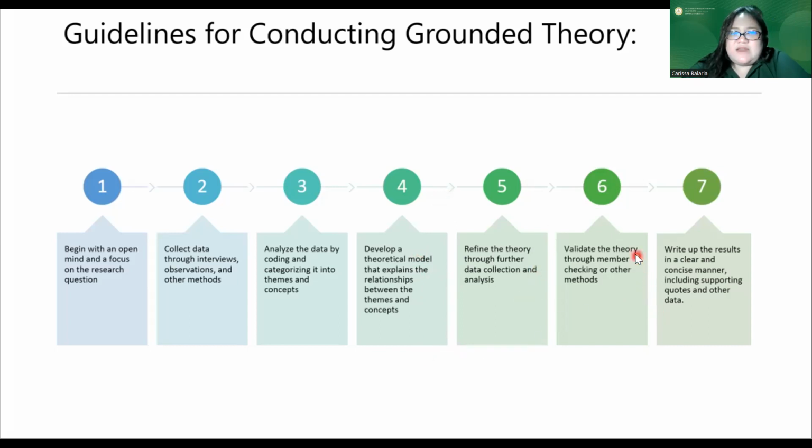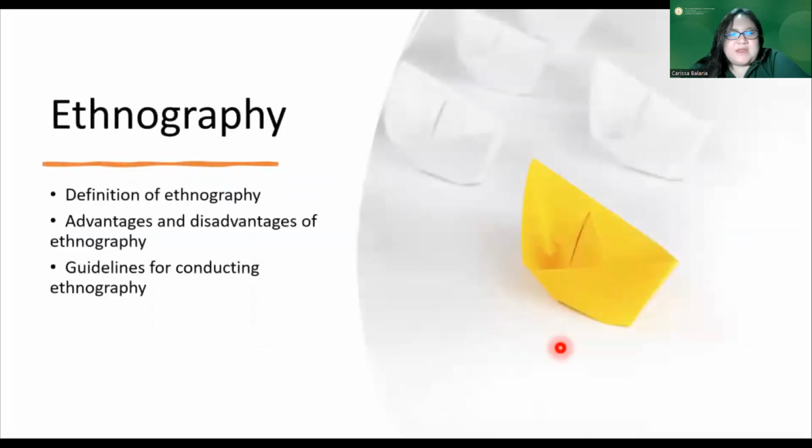Then, you validate the theory through member checking. You go back to them if they agree with that theory. That step-by-step process that you did, you inform that to them. And then when your participant said, yes, yes, yes, your research is valid. Okay? And then you write the results, including supporting quotes and other data. I already showed you the formula. Okay, next. Okay, ethnography.